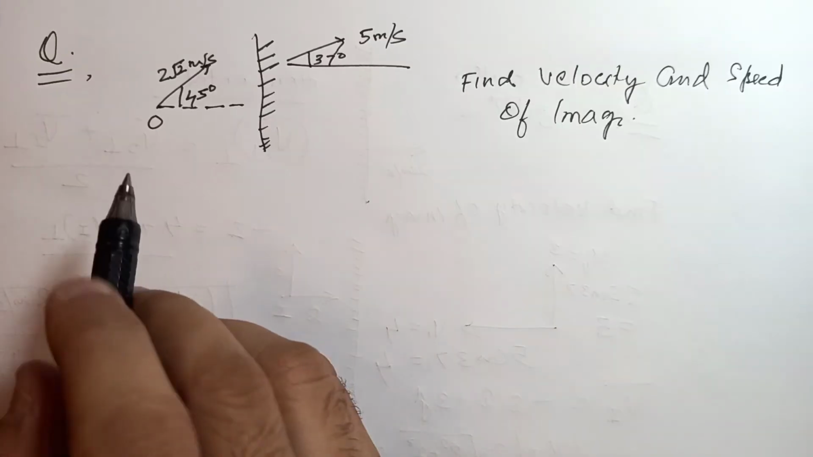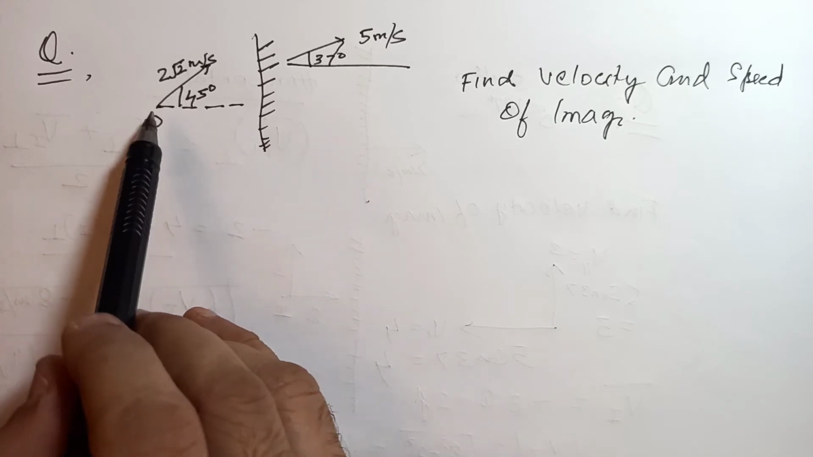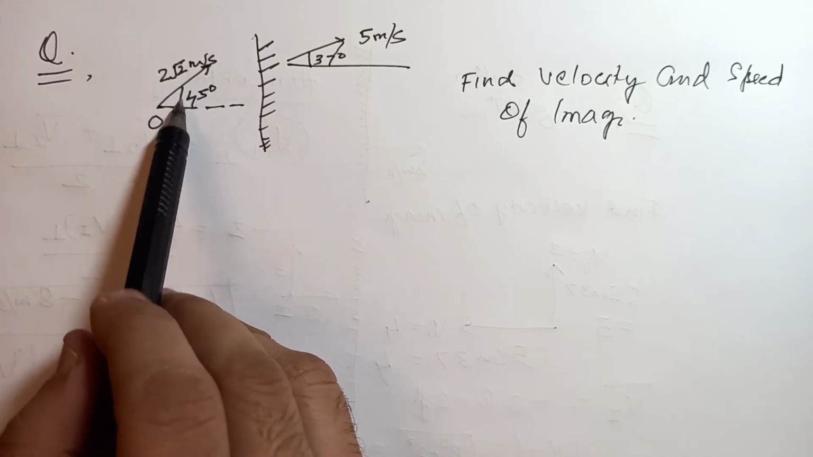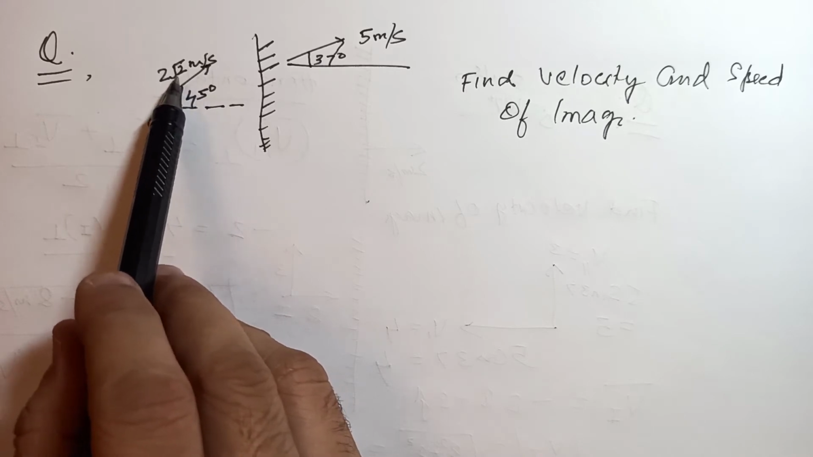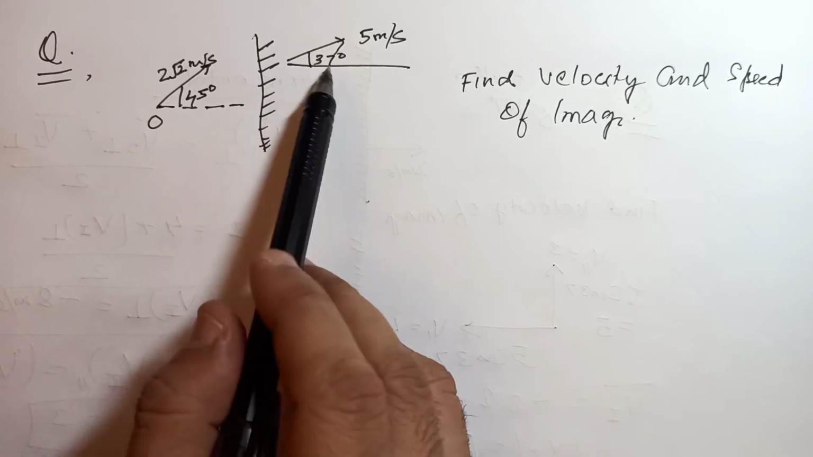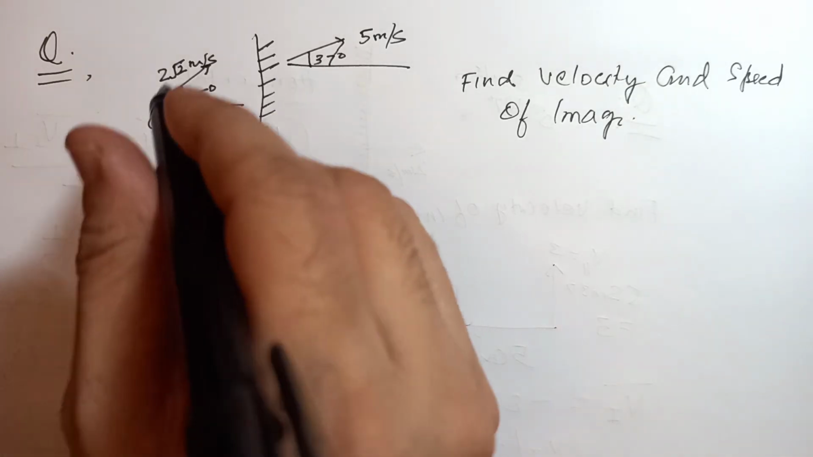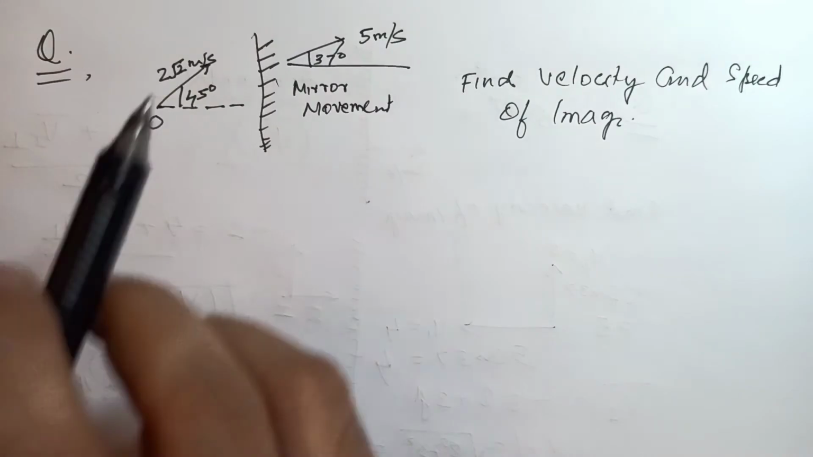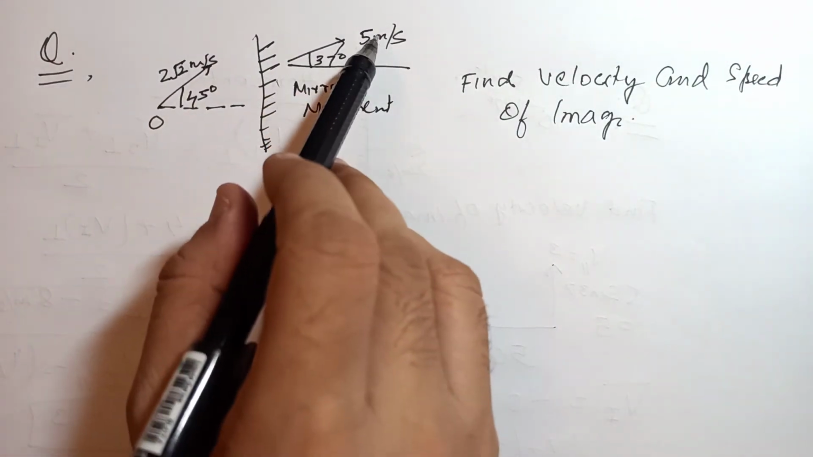Now let's do one more question. In this question, the object is moving in this direction, which is 45 degree, and the velocity is 2 root 2 meter per second. And this is the movement of the mirror, the mirror movement is in this direction at 37 degree, 5 meter per second.